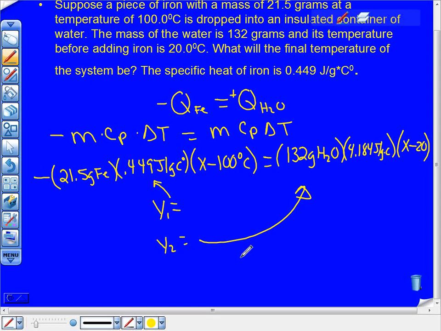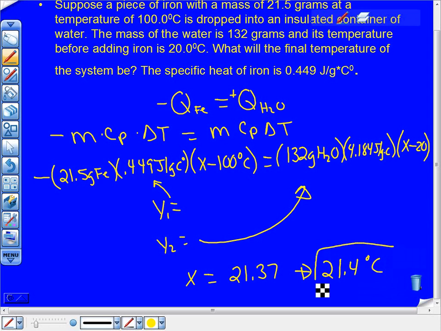And when you find the intersect, and unfortunately I can't show the calculator on here because the two programs don't like each other, but if you need help with your calculator, again, you're going to put this in y equals 1 and this in y equals 2, and then graph and find the intersect. The answer to this one, which is going to be our x, it comes out to be 21.37, some other numbers. We would round that to 21.4 degrees Celsius.